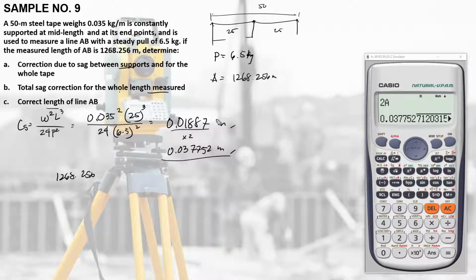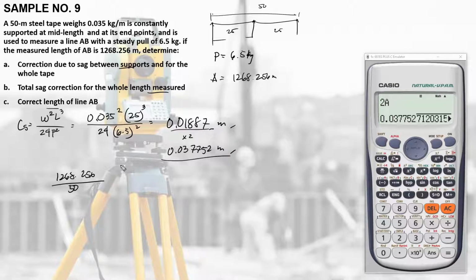So 1268.256. So dito papasok yung dalawa nating choice. Either pwede nating alamin kung ito yung ginamit natin, i-divide natin ng every 25. Kapag ito naman yung gagamitin natin, i-divide natin siya ng 50. So gawin na lang natin yung 50 na lang yung gamitin natin para mas okay tayo. Divide natin every 50.